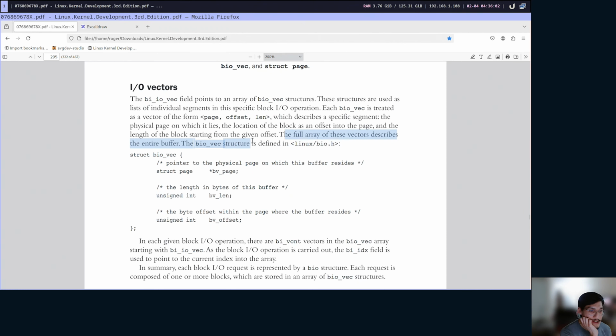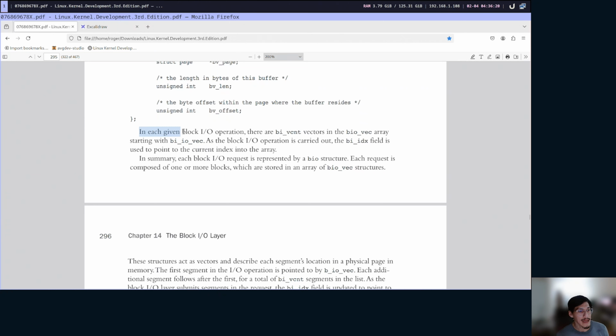The bio_vec structure is defined in linux/bio.h. So you'll have the pointer to the page where the buffer lives, and then the length of the buffer, and then the offset of where this buffer is within that page. Okay?